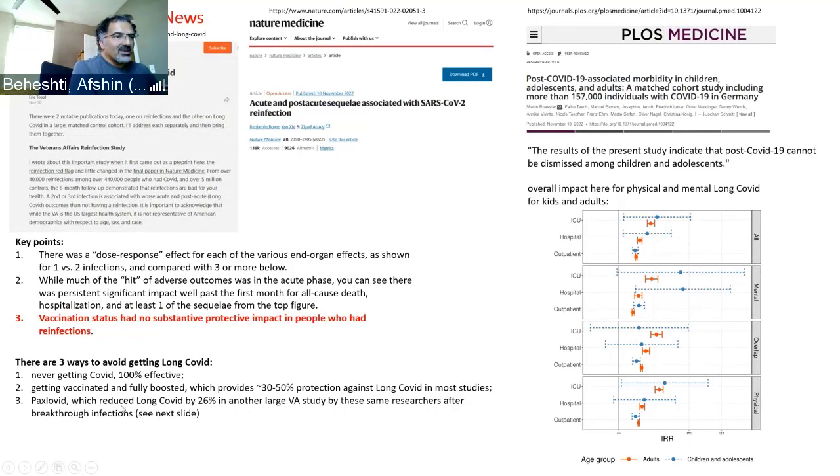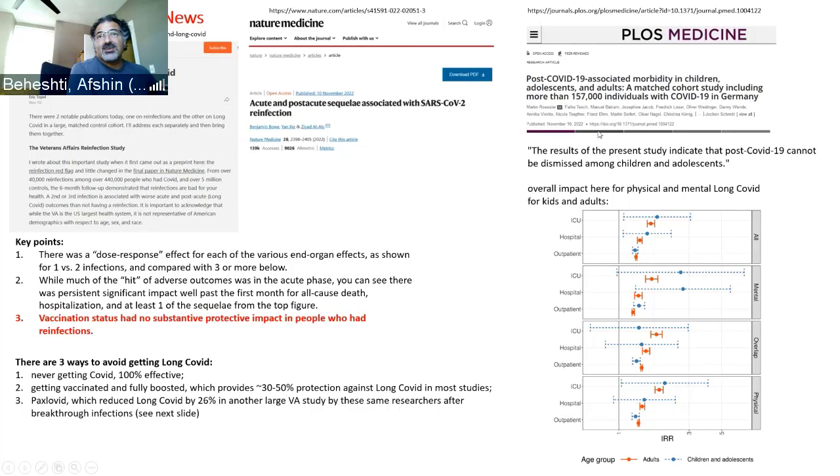Of course, he points out ways to avoid it. Not getting COVID is obviously 100% effective, but getting vaccinated has been shown to maybe provide 30 to 50% protection against long COVID in a lot of the more recent studies. That was a number I wasn't aware of yet. It was more all over the place, but it seems to be more defined now. And then Paxlovid, which I'm going to get into in a second, he has another blog about, but it has a chance to reduce long COVID per this larger VA study, which you'll see in the next slide.